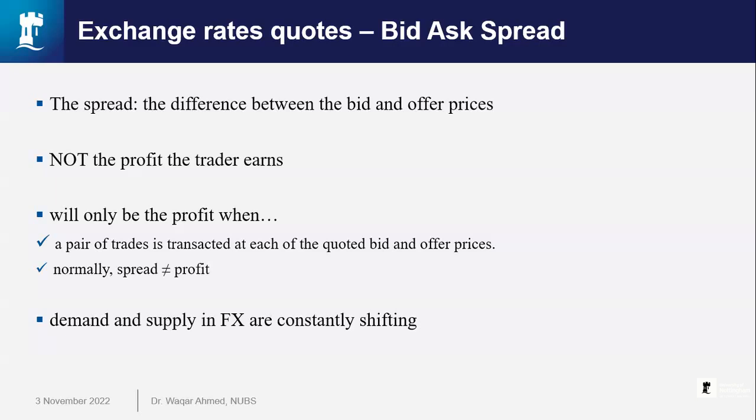So how is the foreign exchange rate determined? The basic economic principle of demand and supply applies here as well. Demand and supply in the forex market are constantly changing. As a result, the rates quoted in the market are also constantly changing.